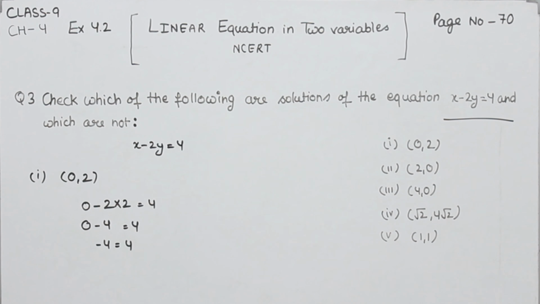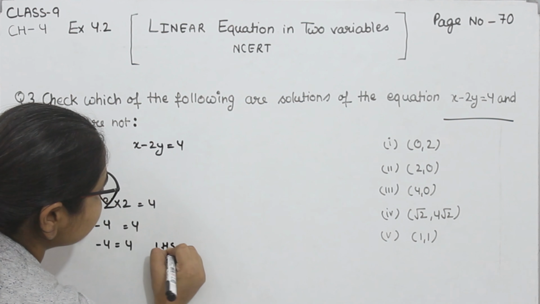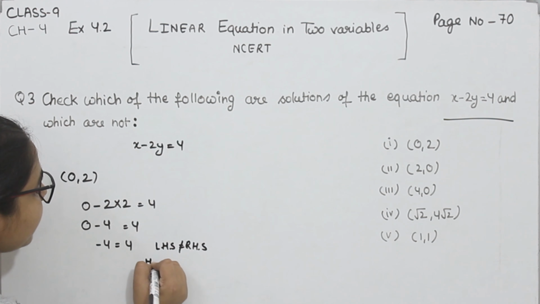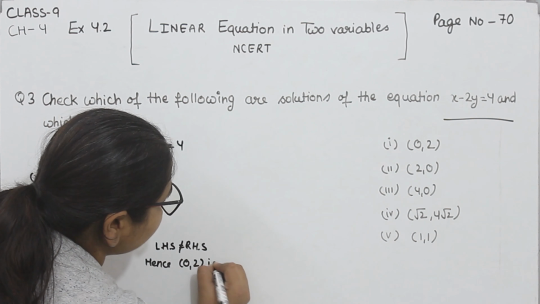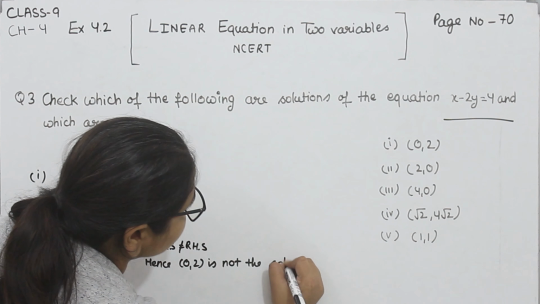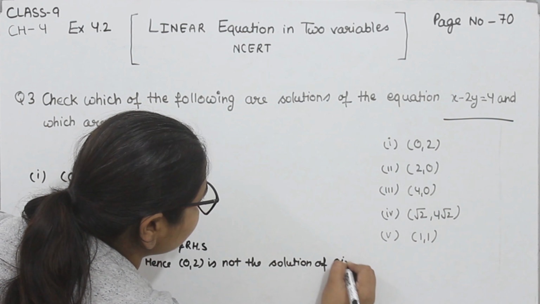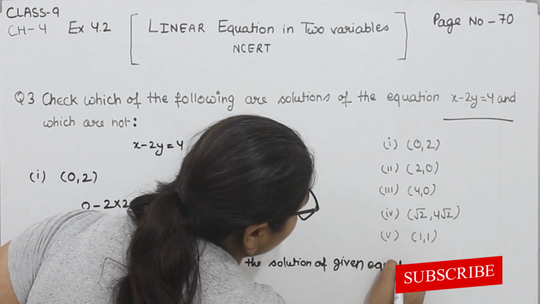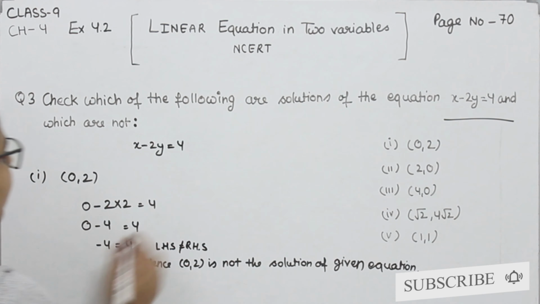So they are not equal. So we are going to write that left hand side is not equal to right hand side. Hence (0, 2) is not the solution of the given equation. Now this is part 1. Now come to part 2.